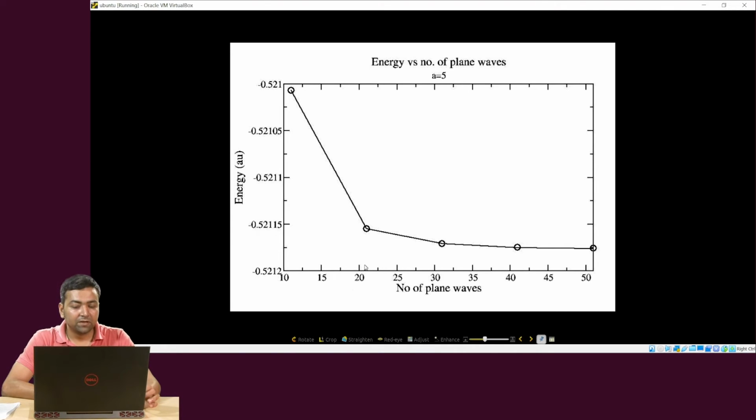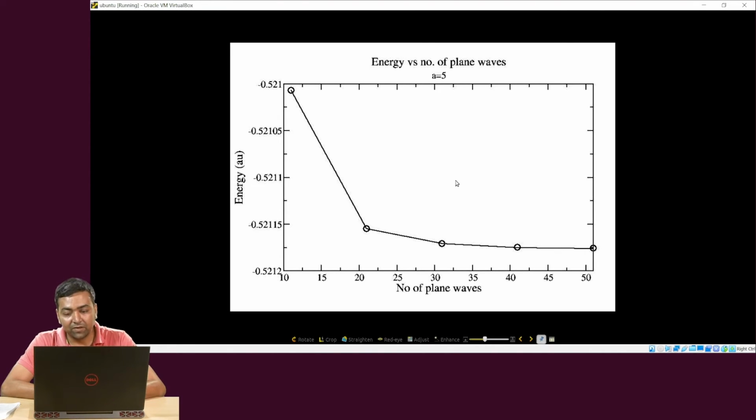So, what I have done is I have varied the number of plane waves starting from a value which is 11 to a value which is 51, and I have plotted the energy as a function of the number of plane waves. So, you see, as we go to higher and higher values of these plane waves, my energy goes down, and then gradually the differences between energies, say for example, in this case with 21 and 31, this difference is smaller than, say for example, 11 and 21, and as we go to higher and higher plane waves, this energy difference gradually dies down. So, the question is, why are we getting this type of a behavior?